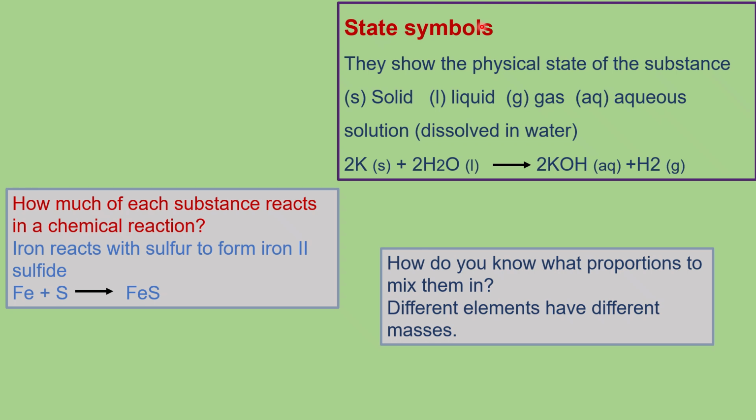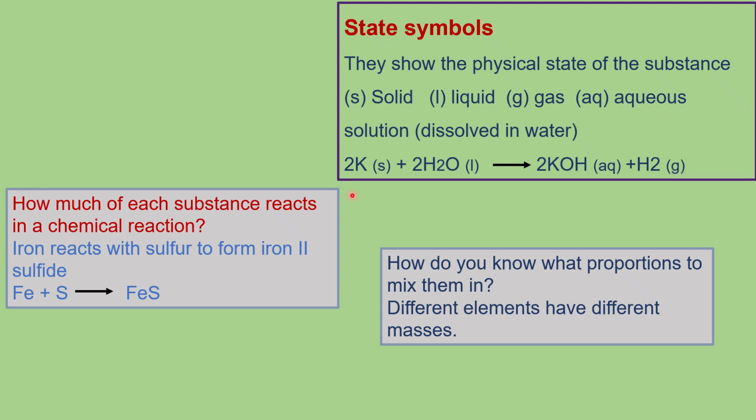State symbols. They show the physical state of the substance. S for solid, L for liquid, G for gas, AQ for aqueous. Aqueous solution means it is dissolved in water. Here is an equation where the state symbols are written. 2K(s), 2H2O(l) gives 2KOH(aq), and H2(g).